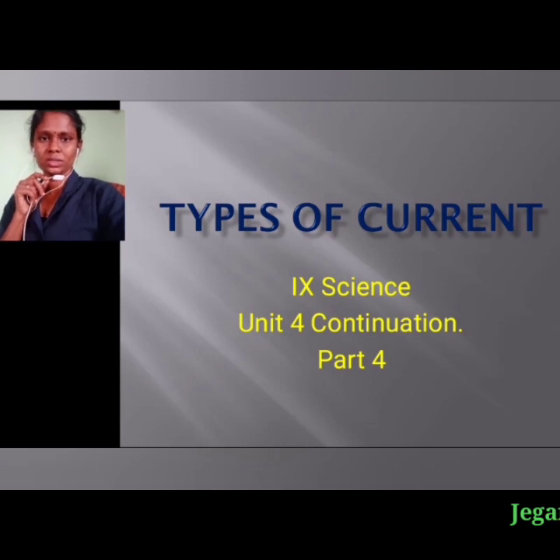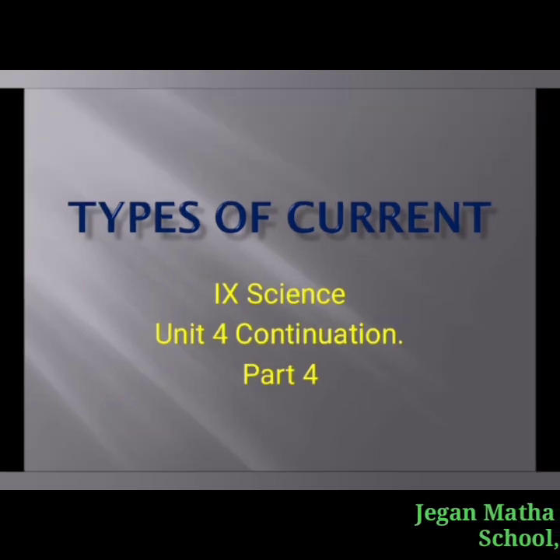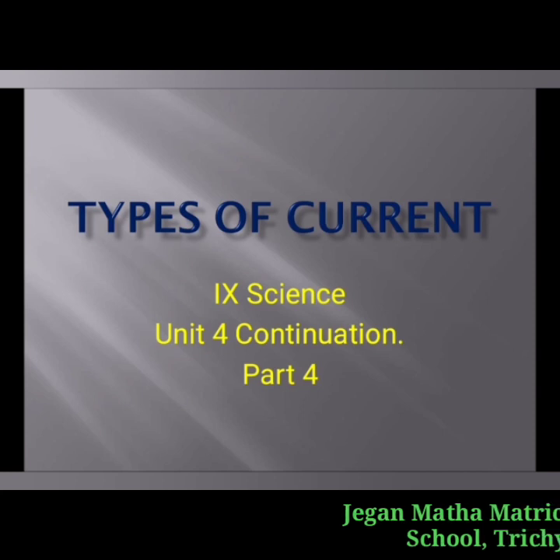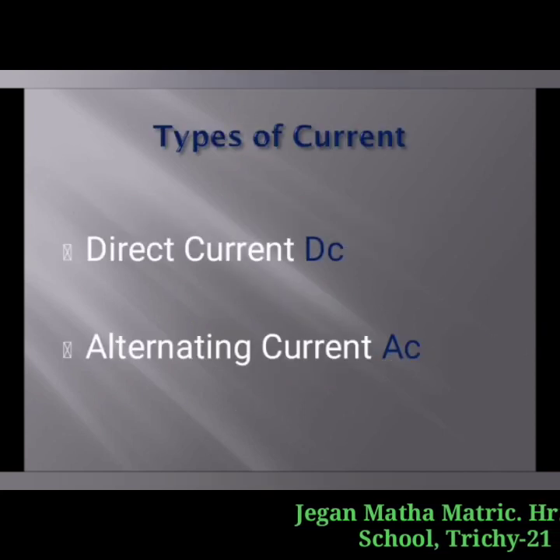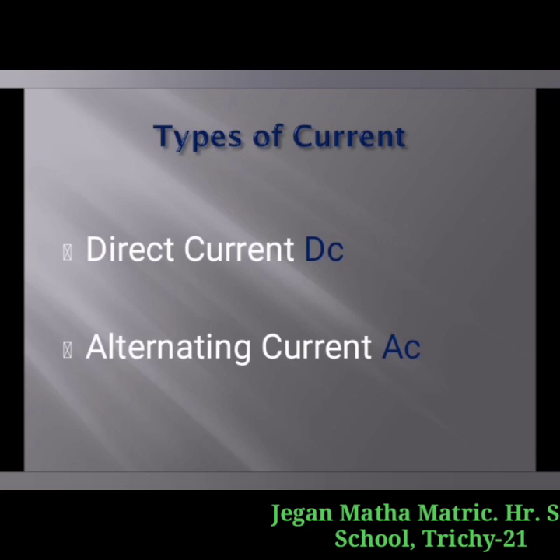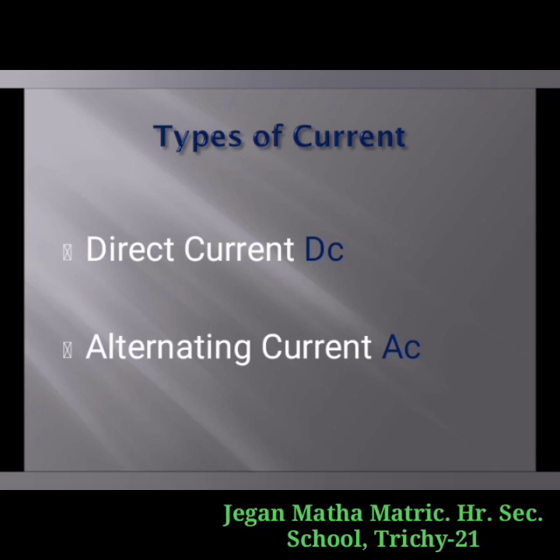Welcome students, this is the continuation of Unit 4. Today we are going to learn about types of current. There are two distinct types of electric currents that we encounter in our everyday life: direct current, DC, and alternating current, AC. Let us learn them one by one.